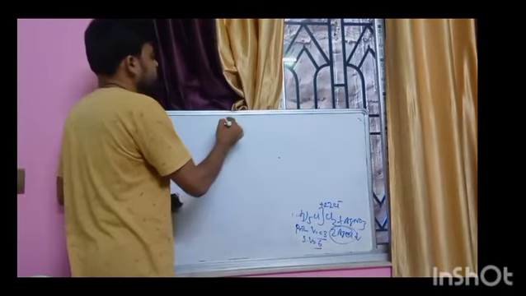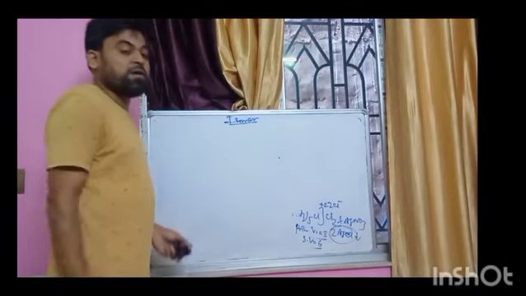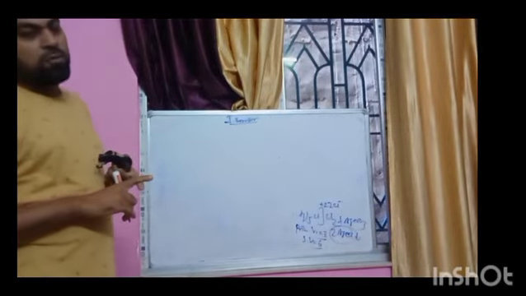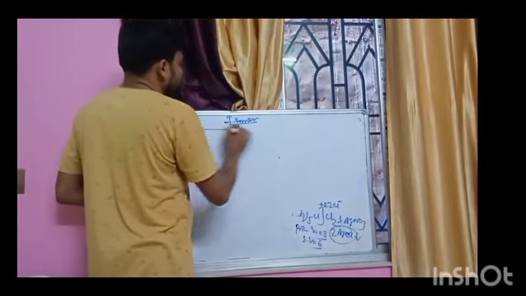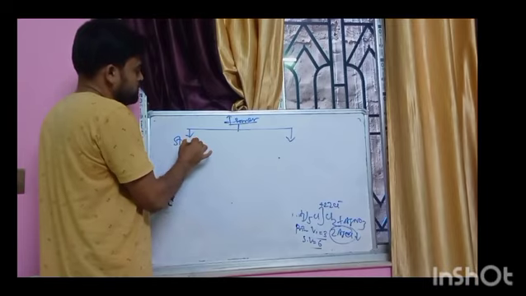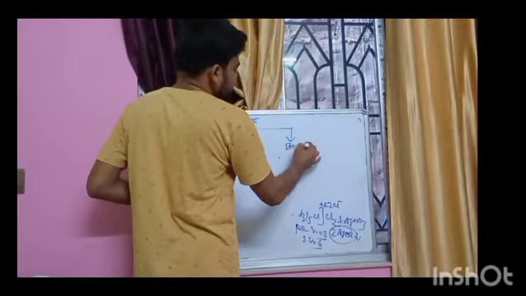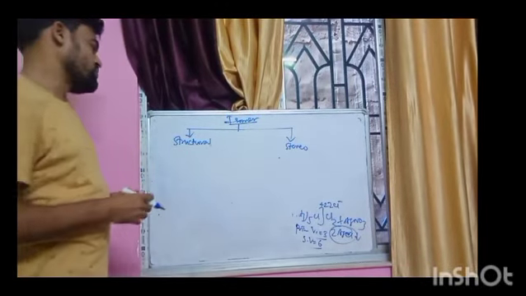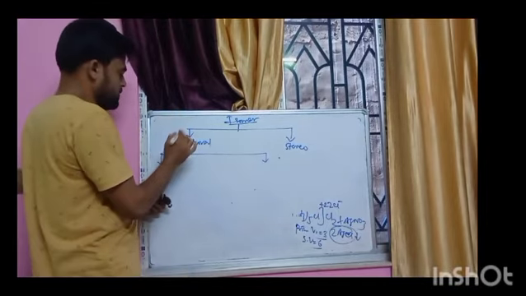Isomer means compounds with the same molecular formula but different characteristics. Two types of isomer are present: one is structural isomer and the other is stereoisomer. Structural isomers are divided into four parts.